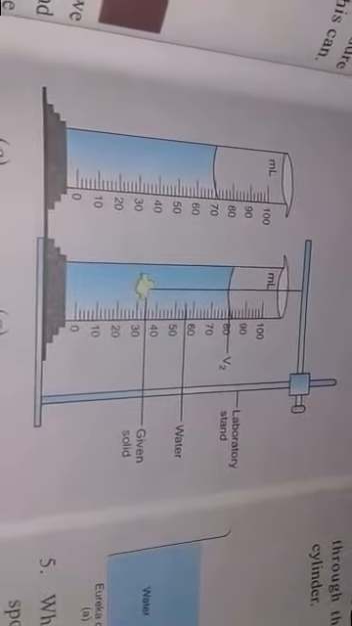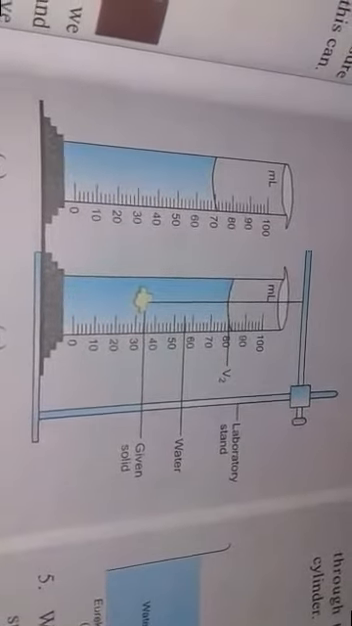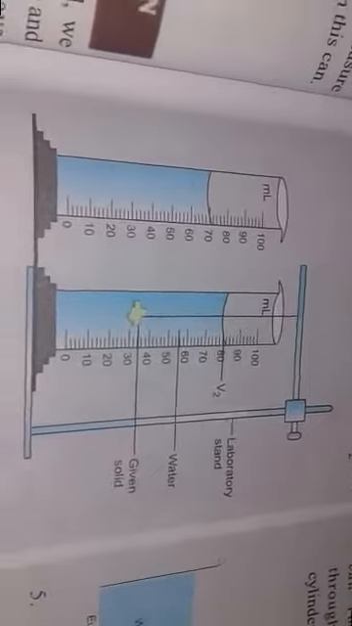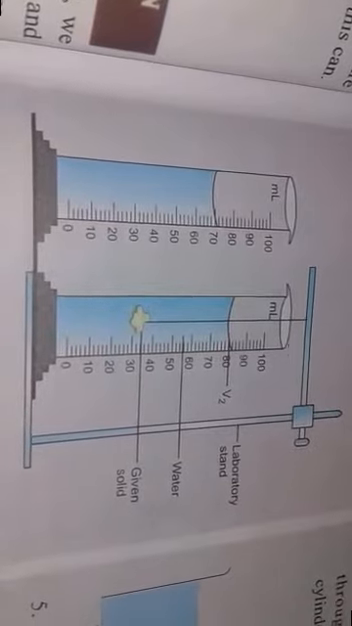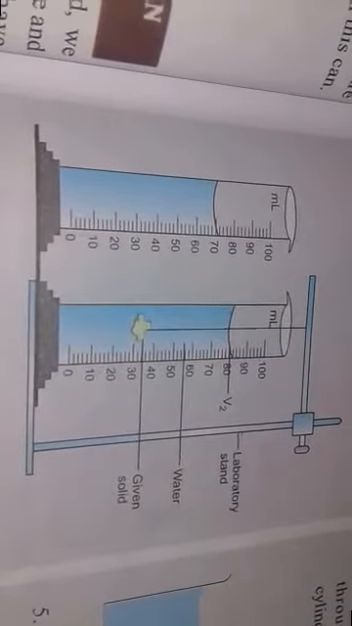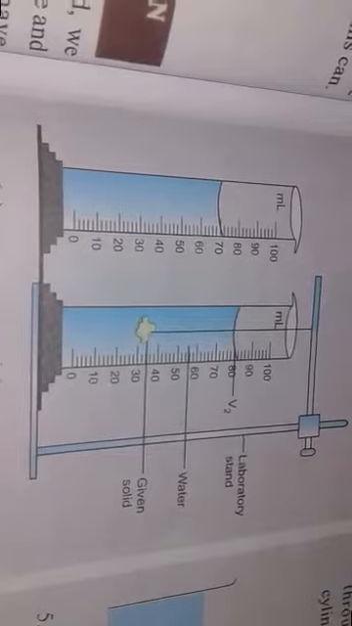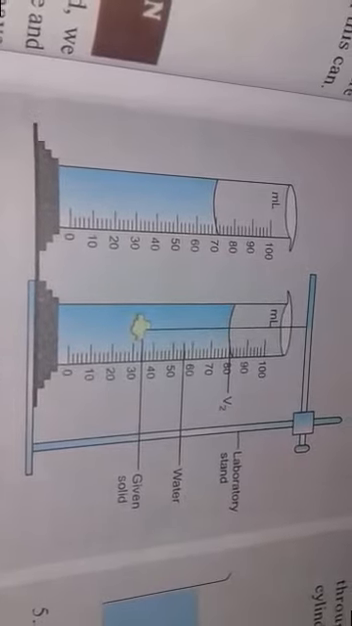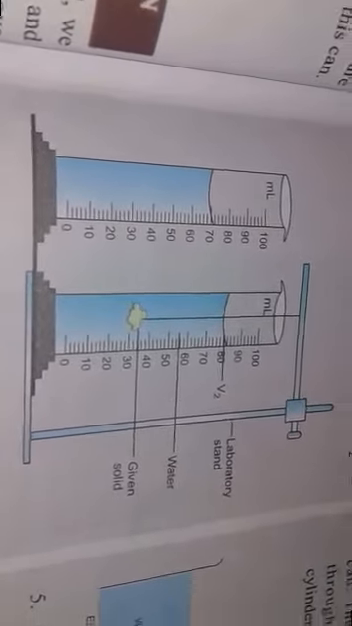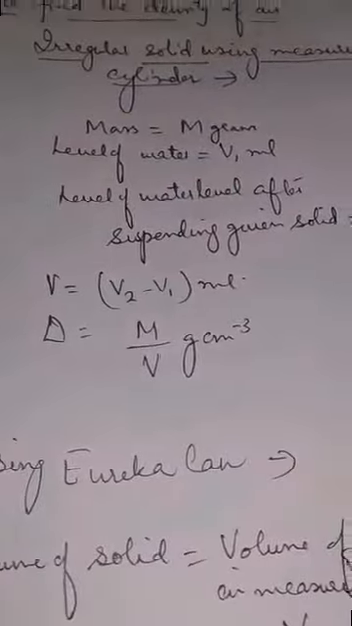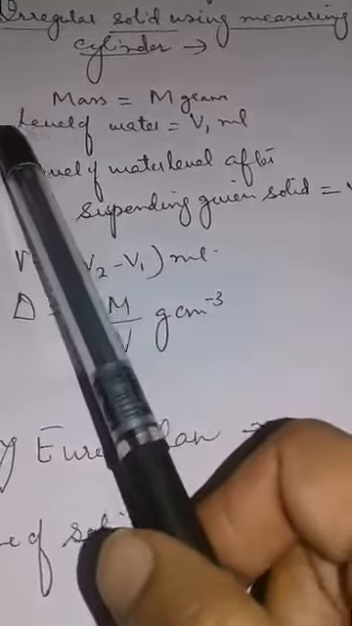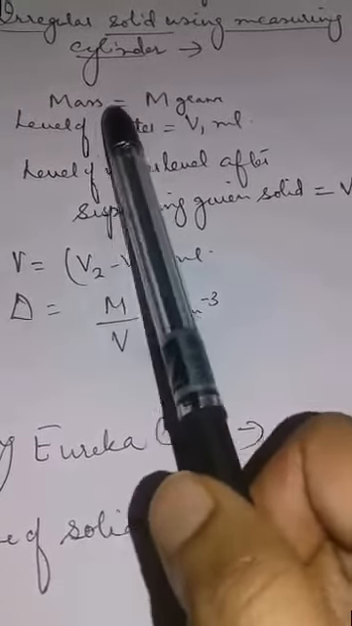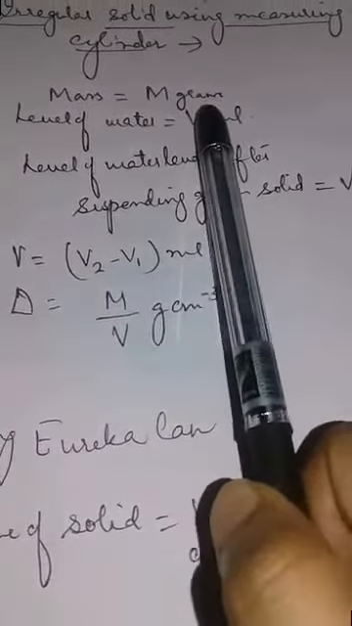For the calculation of density of an irregular solid by using a measuring cylinder, our requirements are a measuring cylinder, an irregular solid, thread, a laboratory stand, and a beam balance to measure the mass of the given solid. Very first, measure the mass of the given solid, that will be m g.